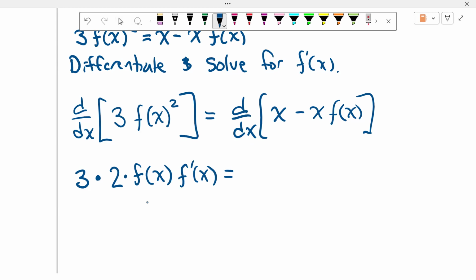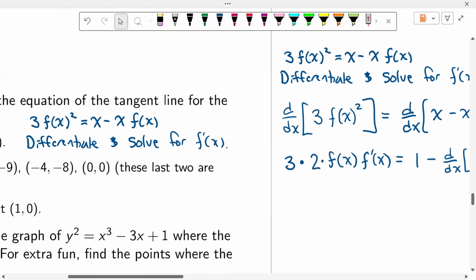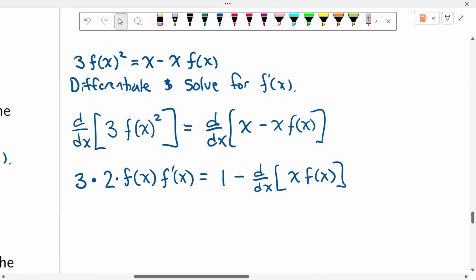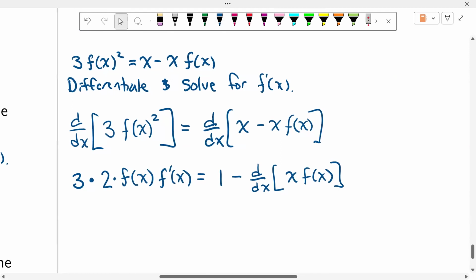And then the derivative on the right-hand side, so the derivative of x is 1. And then we have to use the product rule to take the derivative of x times f of x. So if you haven't done that, try that out. And yeah, I'll leave this up for just a little bit here.